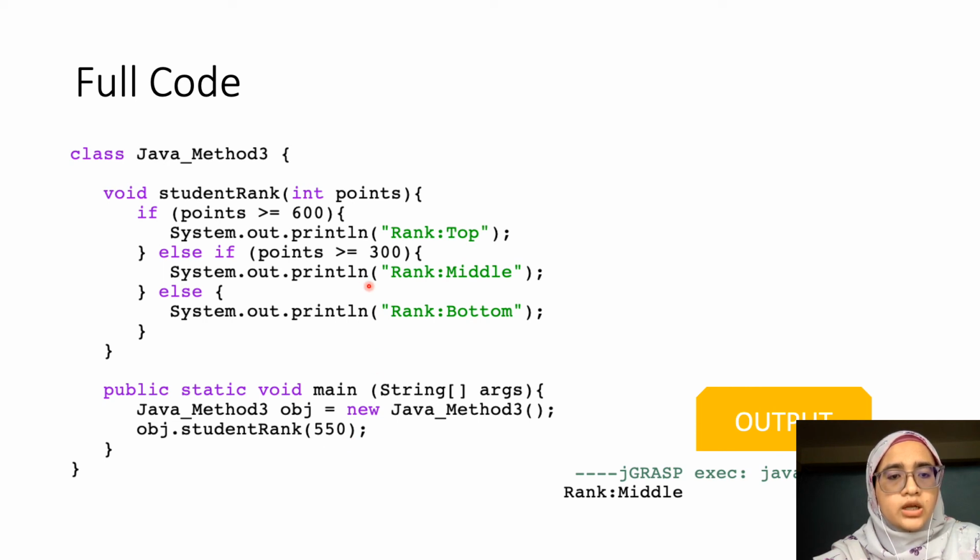Okay, 550 is, okay, it will go to the first condition. So this one is false. And it will go to the second condition. This one is true. Therefore, it will print rank equal middle. Okay, boleh try run lah.